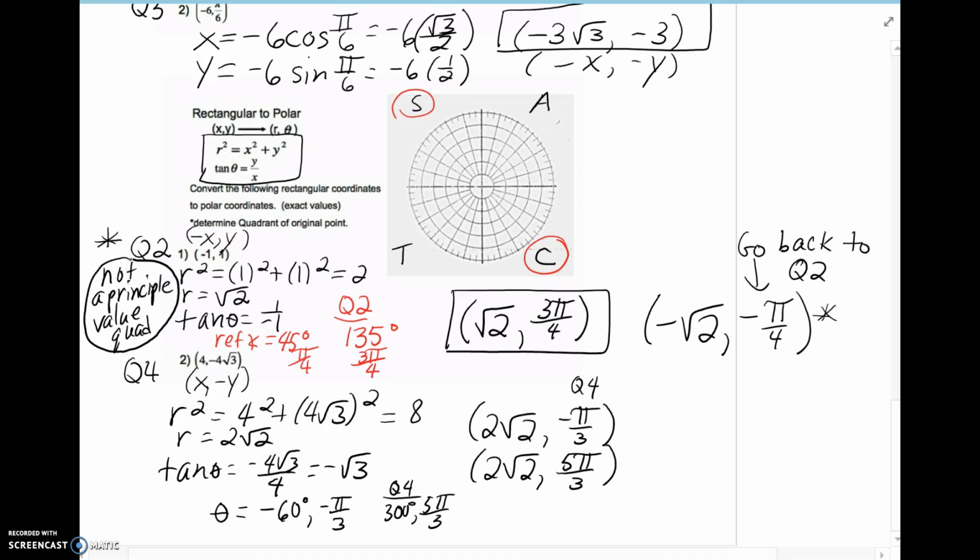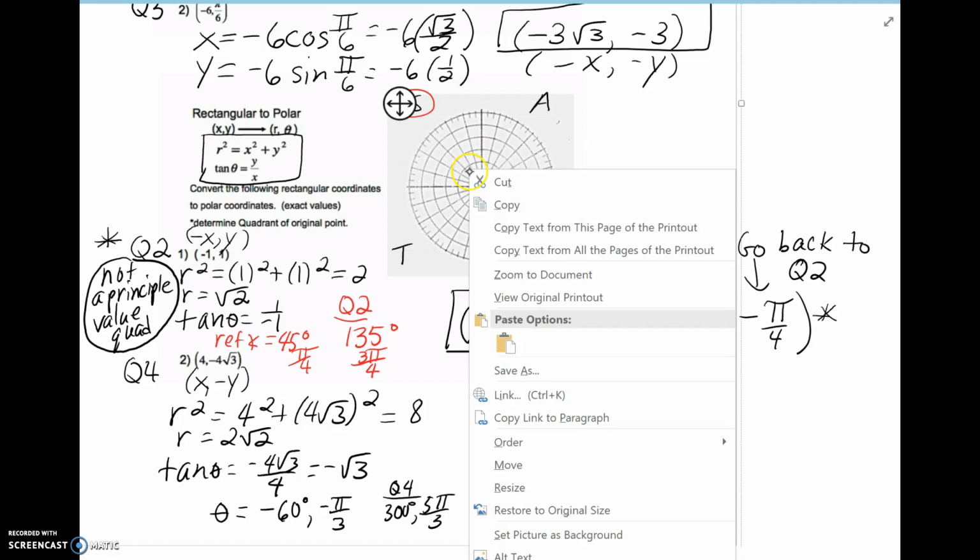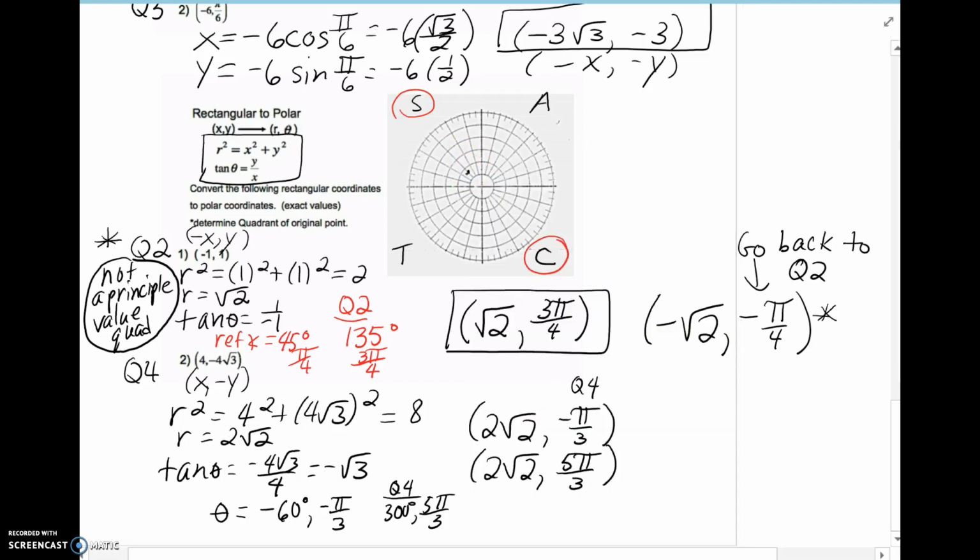And then you can always check with graphing that you end up in the right spot. So if you did root 2, which is like 1 point something, 4-ish, and then 3 pi over 4, that would end you in that quadrant. And then if you were to graph 2 root 2 and then go in the negative direction, you're somewhere down here, right around here. So also just checking that at the end would definitely be helpful.